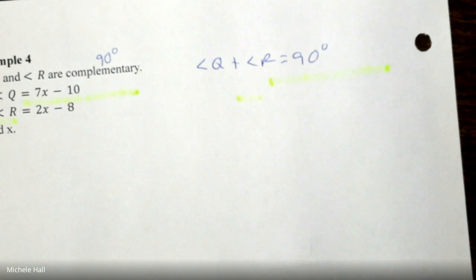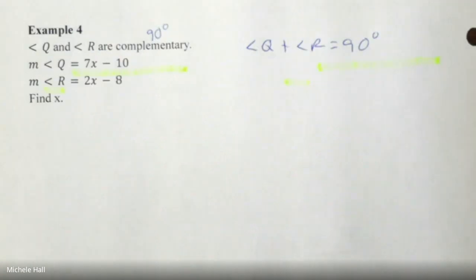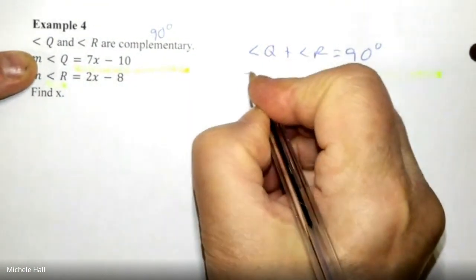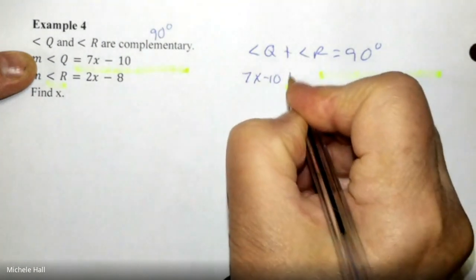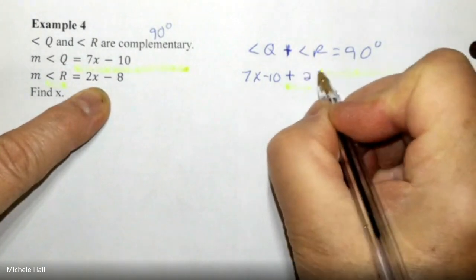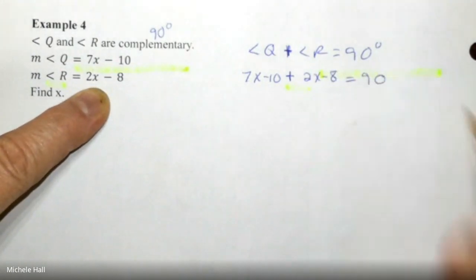Then I'm already starting to see what that equation needs to look like. If angle Q and angle R are 90 degrees, that means angle Q plus angle R equals 90 degrees. Keep going. Thomas, tell me something to put on my paper. Perfect. Angle Q is 7x minus 10, so that's what I'm going to put right here for Q. 7x minus 10 plus, because it says I'm adding these two together, R is 2x minus 8, and it says equals 90. Good.